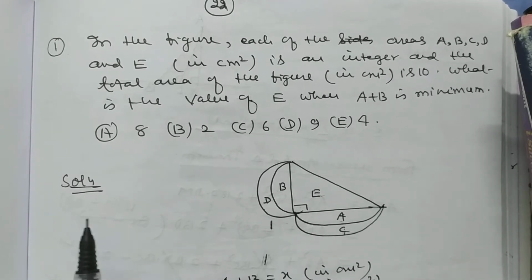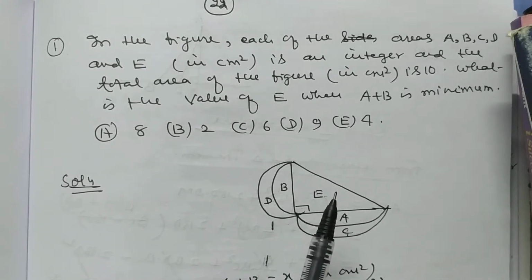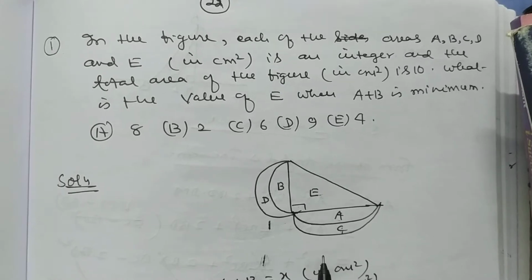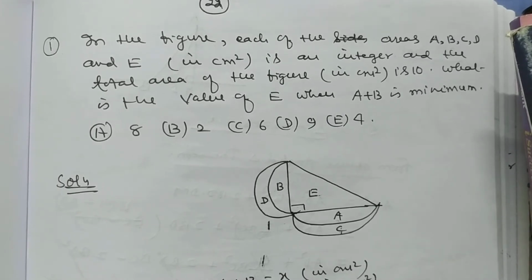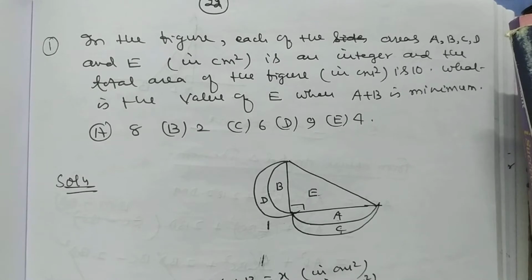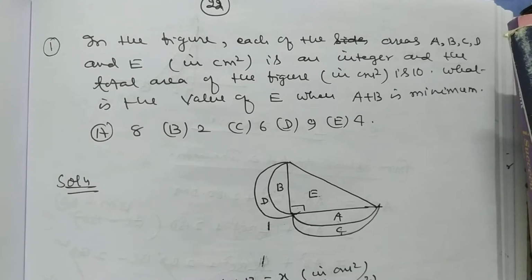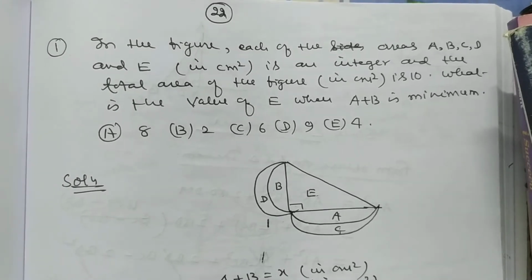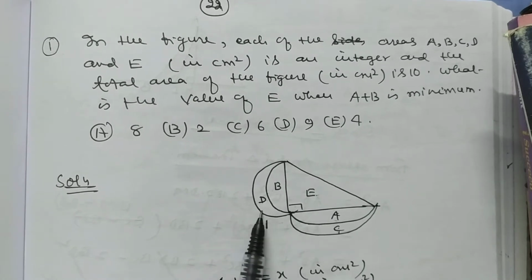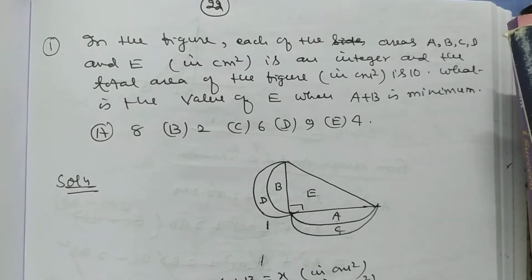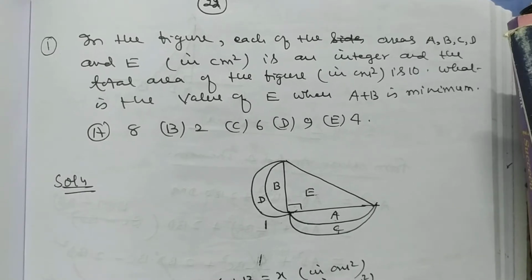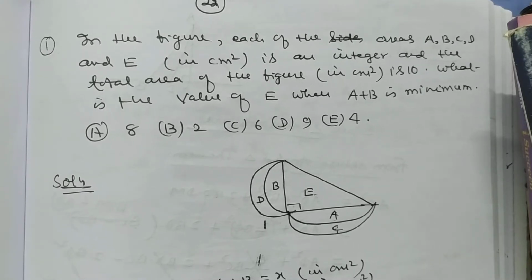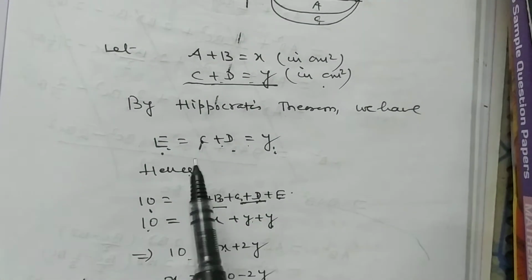There are 1, 2, 3, 4, 5, 6 options. My dear colleagues, we consider A plus B is equal to X. This we have to find. What will be its minimum value? And C plus D is equal to Y, because we have a relation, C plus D is equal to E. So by Hippocrates theorem we have E is equal to C plus D is equal to Y.